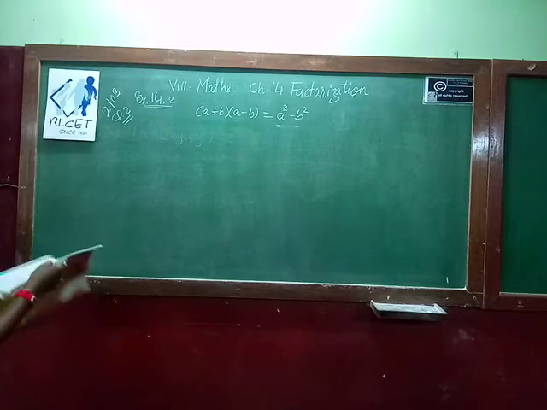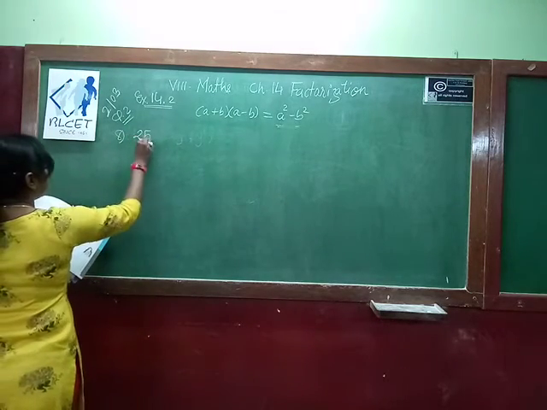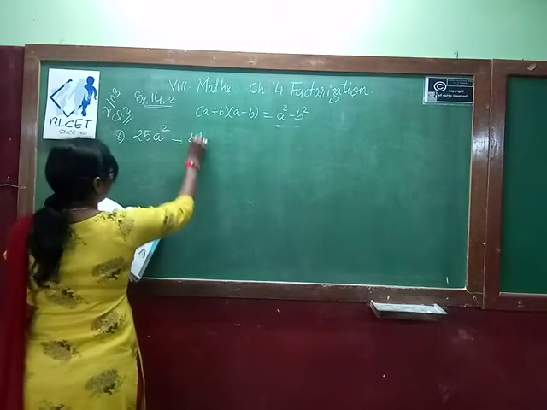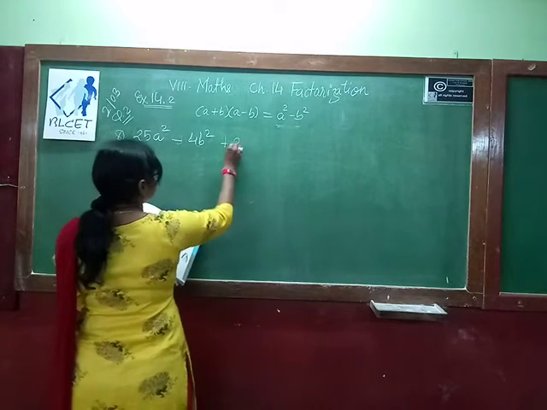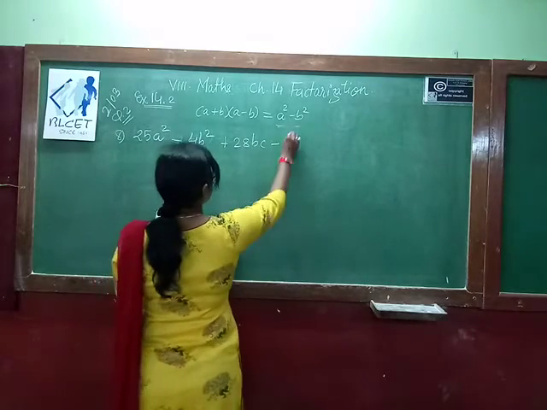The question is 25a square minus 4b square plus 28bc minus 49c square.